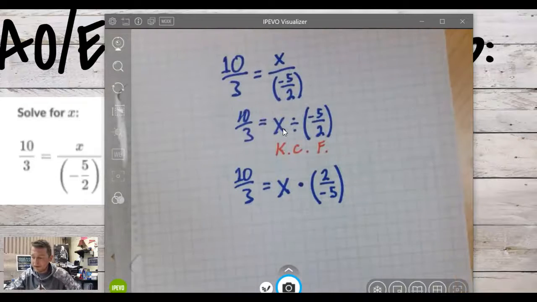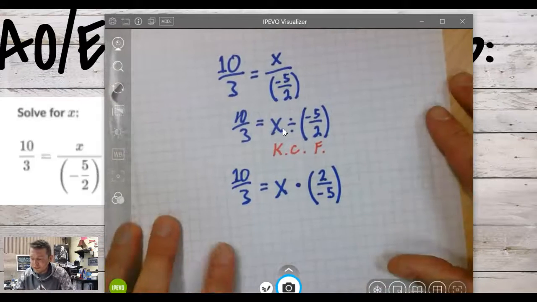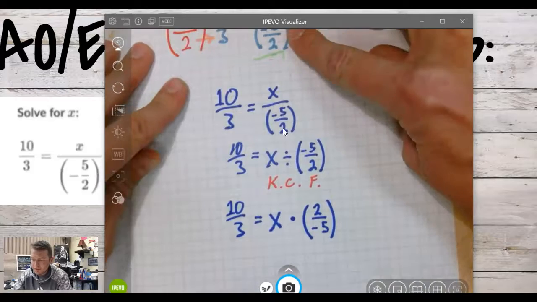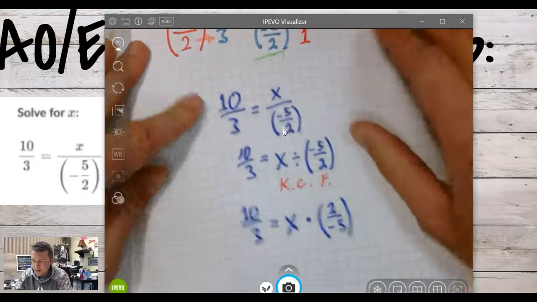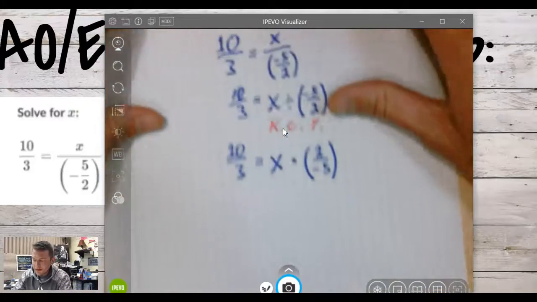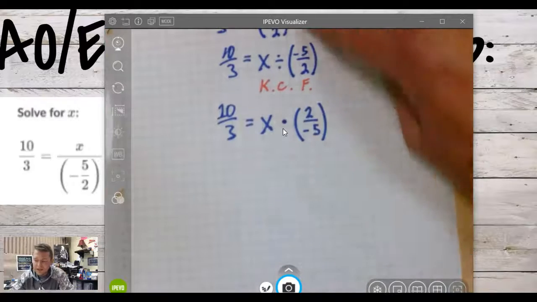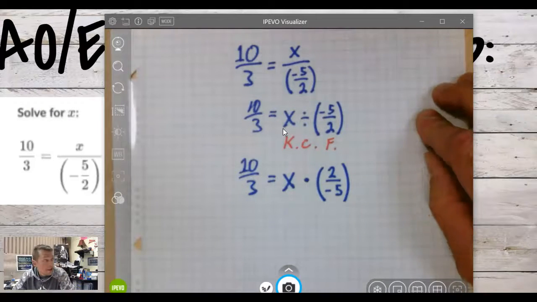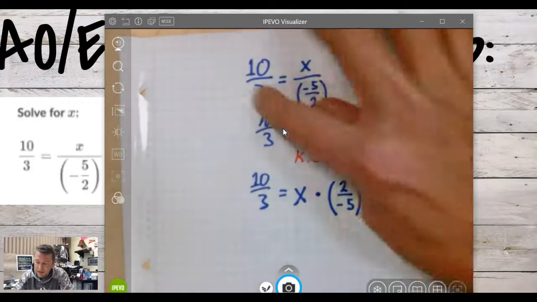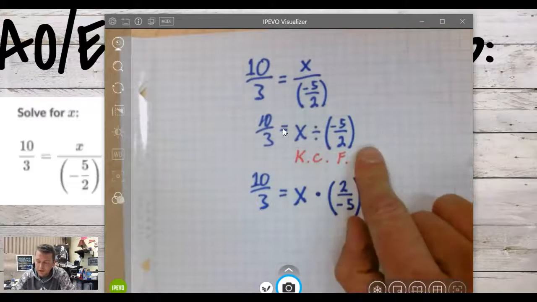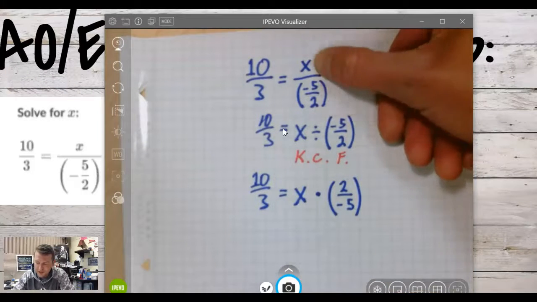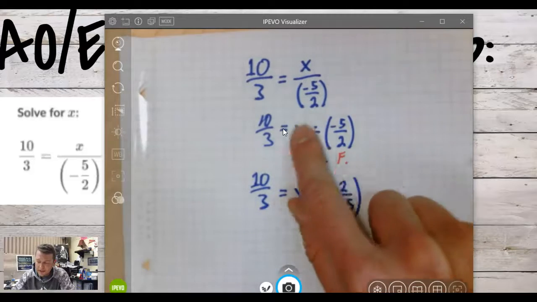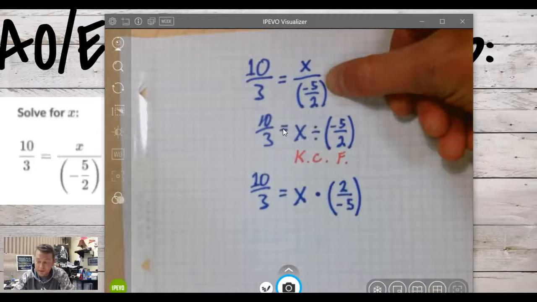Now we talked about we're going to do it another way, involving keep, change, flip. So same problem setup, right? 10/3 is equal to x over -5 over 2. And we solved it here, so we're going to cover that up. If we set this up in what I call horizontal division, because this complex fraction is kind of scary, so if we write x divided by -5/2, this is absolutely the same as what we started with here.